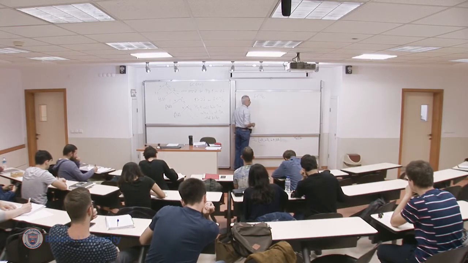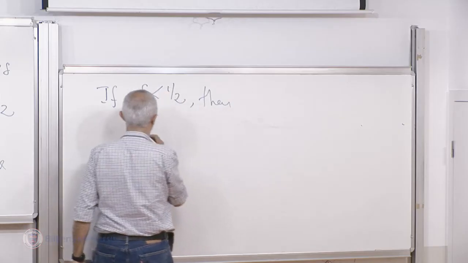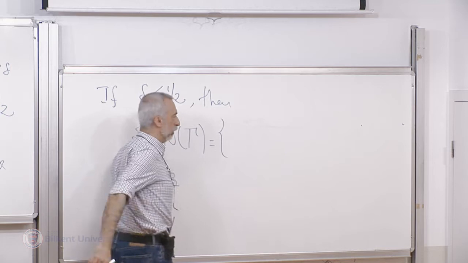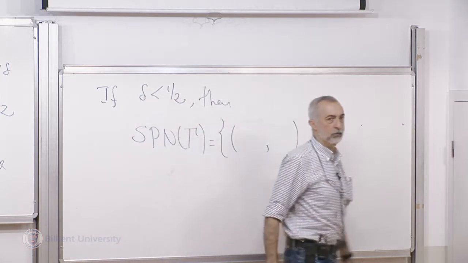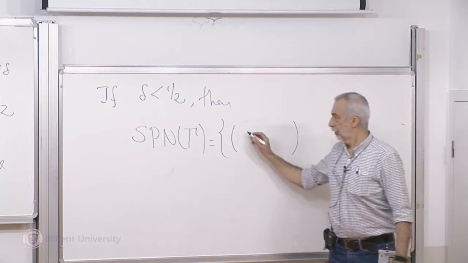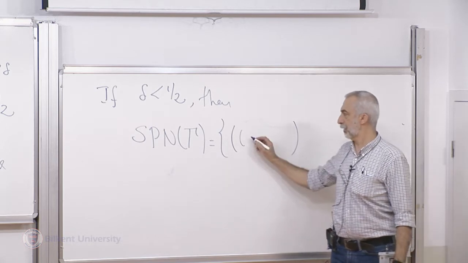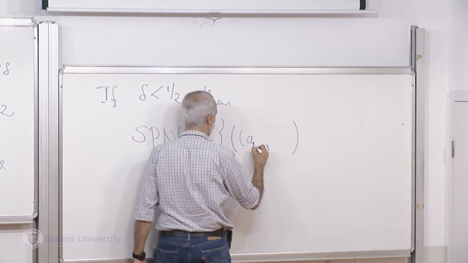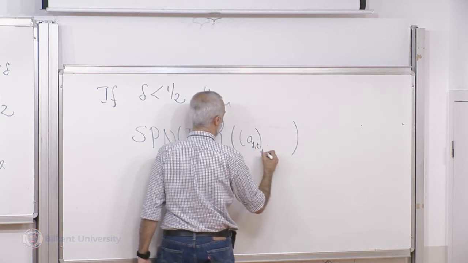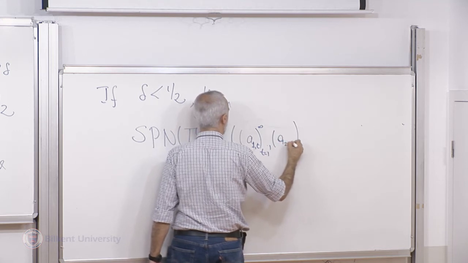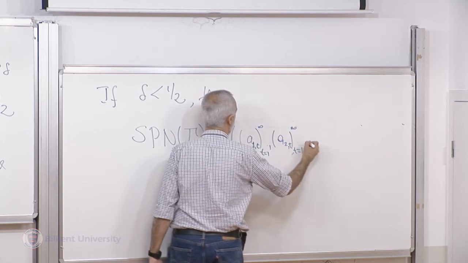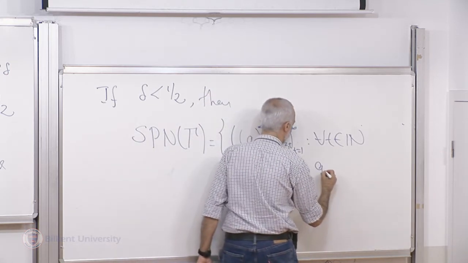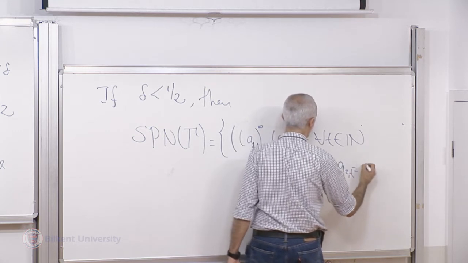If delta is less than 1 over 2, then the subgame perfect Nash solution of the game gamma will be the strategy profile. Okay, so that's a profile which consists of player 1's actions A1t, t from 1 to infinity, and A2t, t from 1 to infinity, where for any natural number t, A1t is equal to A2t, and that's equal to S.